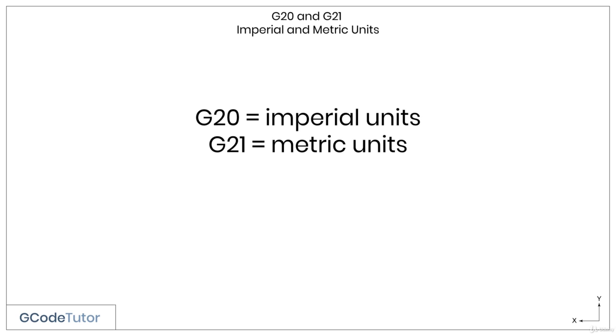There's two more G codes that I need to mention, G20 and G21. G20 puts the machine into the imperial units measuring system, and G21 puts the machine into the metric system.